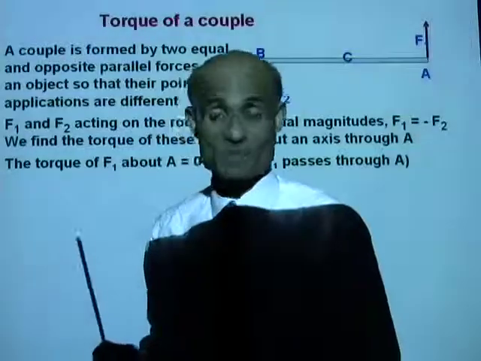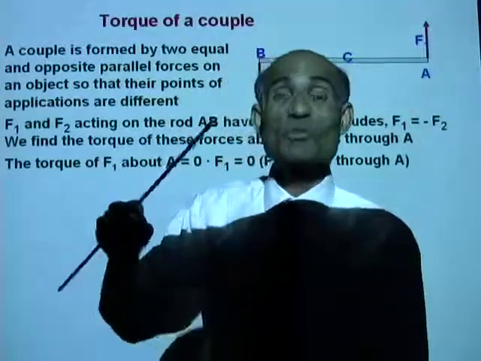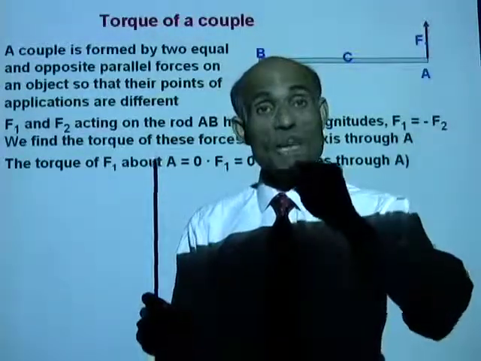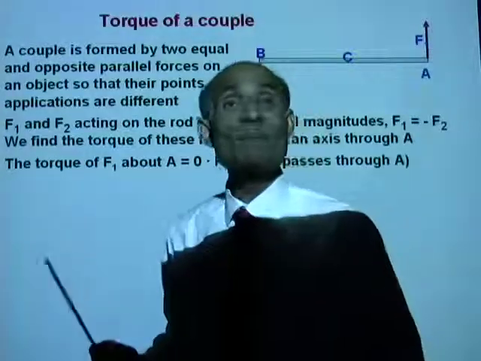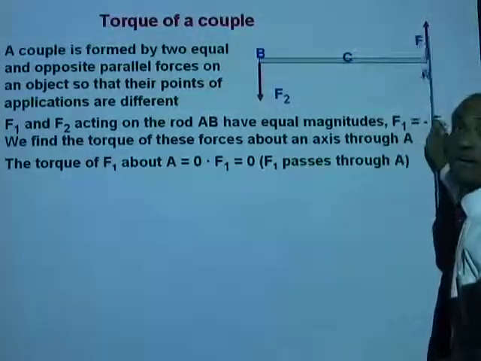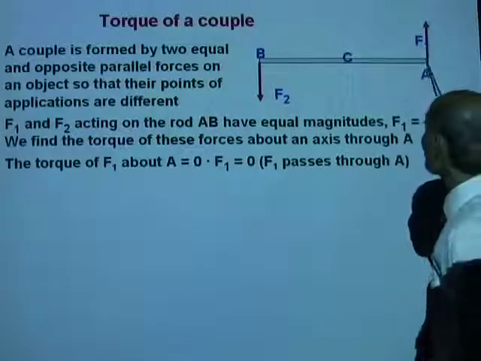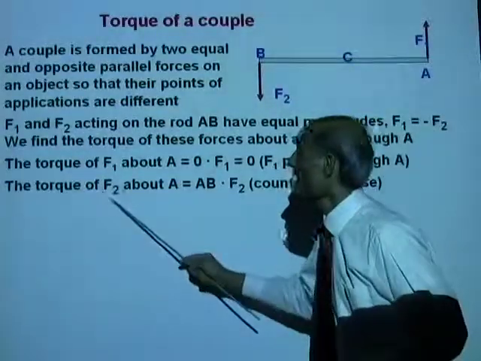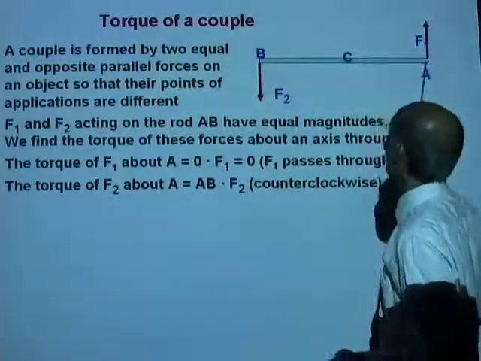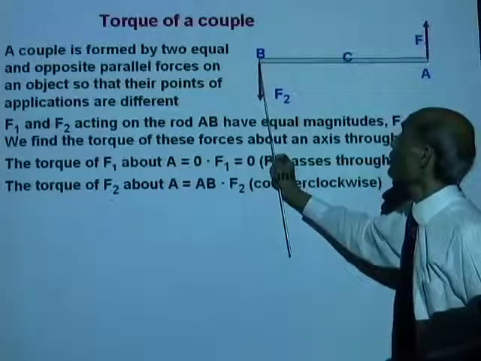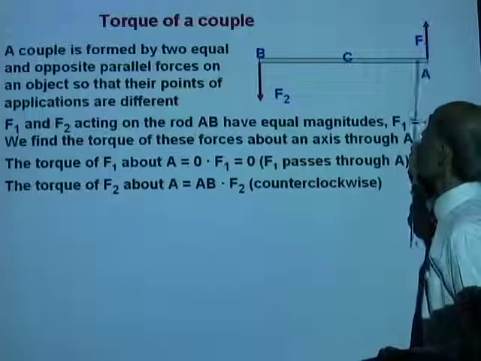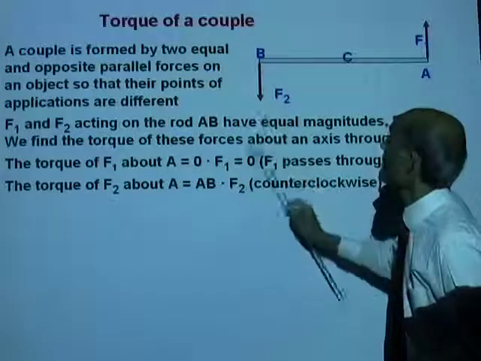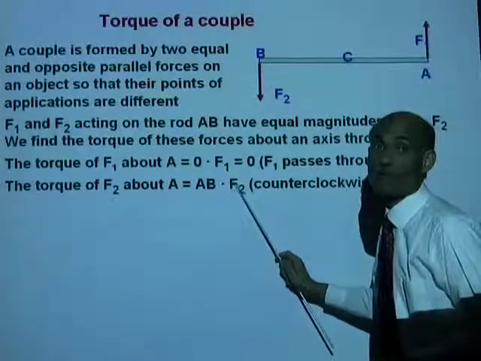Now, a very important concept. If a force passes through a point, the torque of that force about an axis that passes through the same point will be 0. The torque of F1 about an axis passing through A is equal to 0. What is the torque of F2 about an axis that passes through A? The torque arm will be AB, and multiply that with F2. The torque arm multiplied by F2.